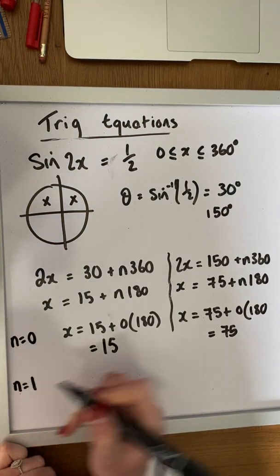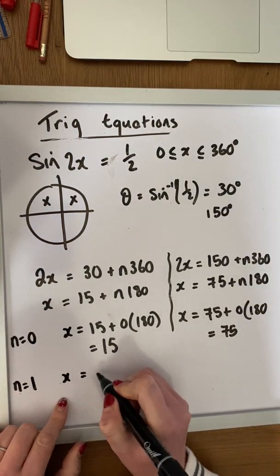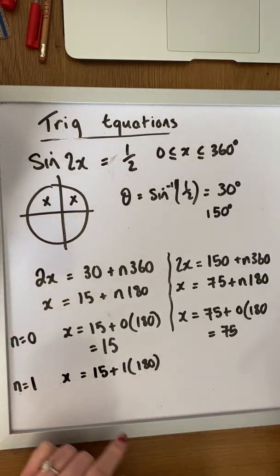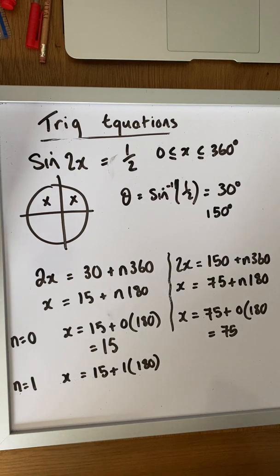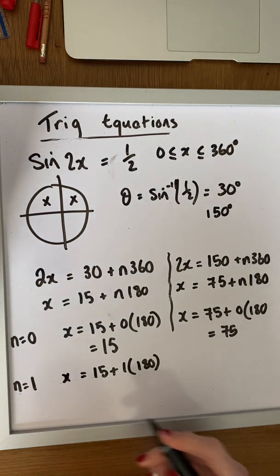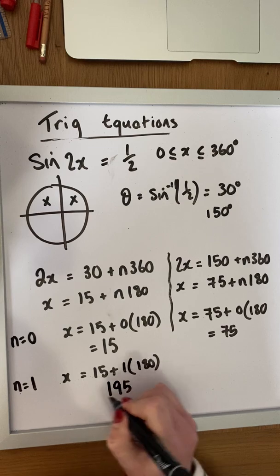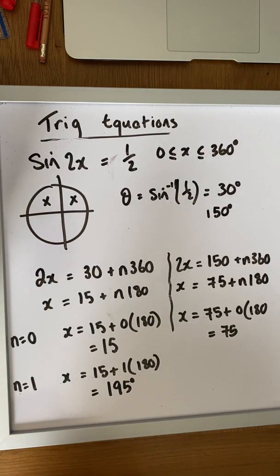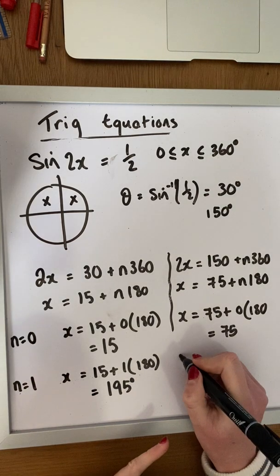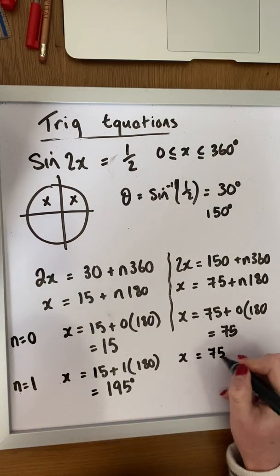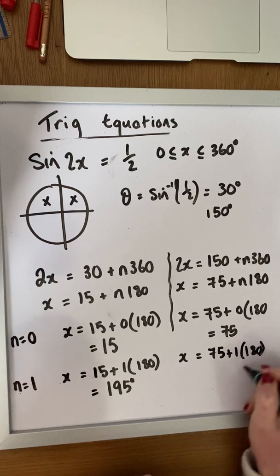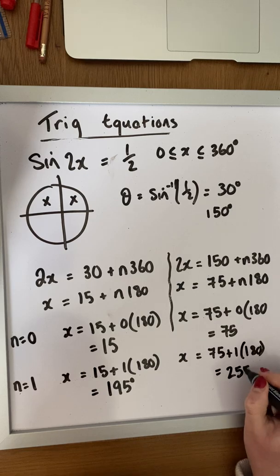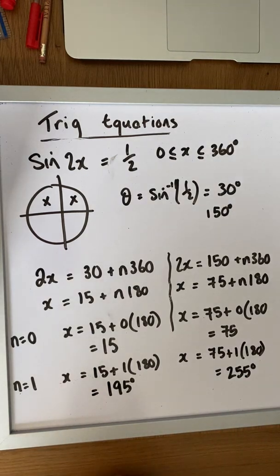Next, we look at n equals 1. We're looking at x is equal to 15 plus 1 times 180. 15 plus 1 times 180 gives us 195. So our next value of x there is 195. Over here, we have x is equal to 75 plus 1 times 180, and that gives us a value of 255 degrees.